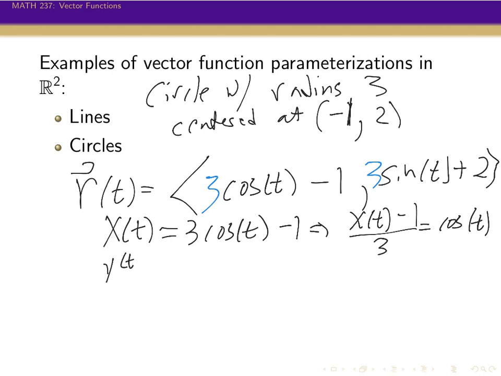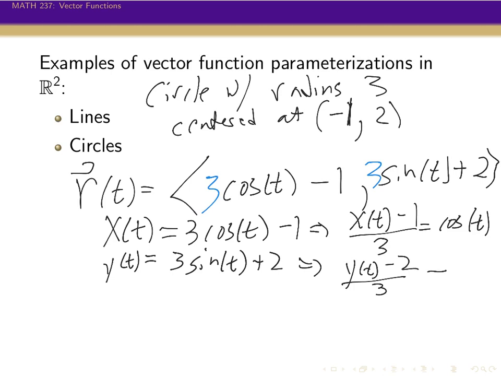I've got y of t is equal to 3 sine of t plus 2. So solving for sine of t, I have (y of t minus 2) over 3 is equal to sine of t. And so then using that same trick, that cosine squared plus sine squared is equal to 1, what am I going to end up with?